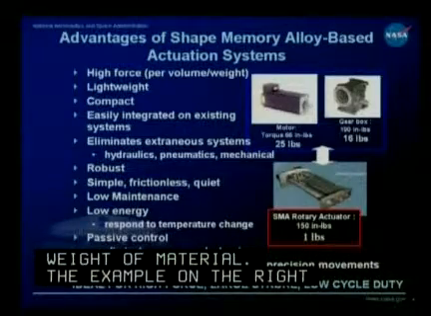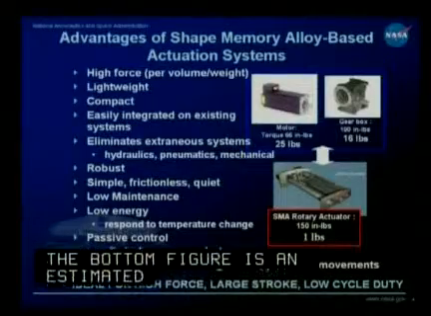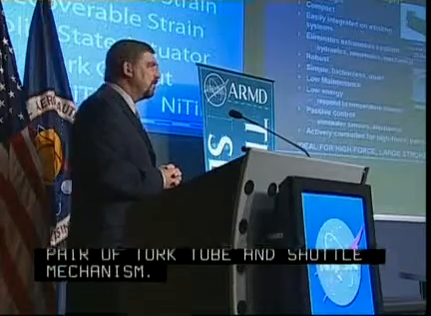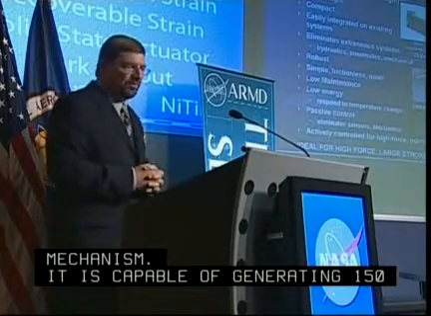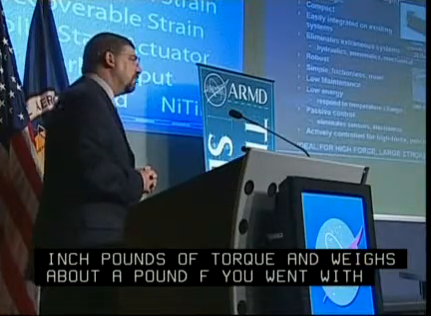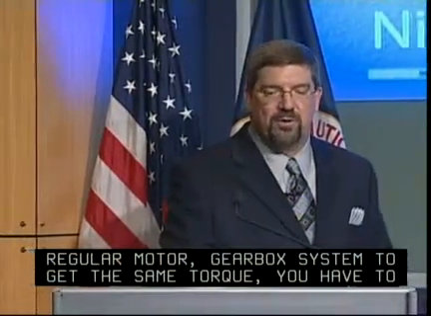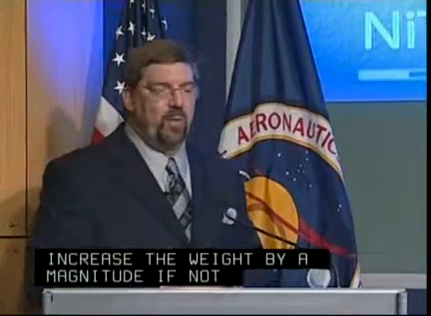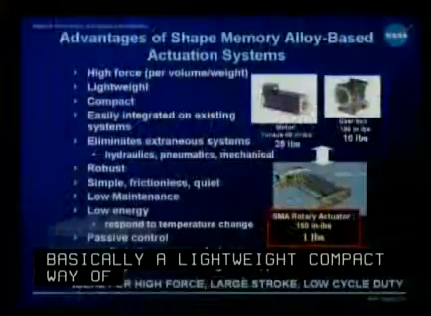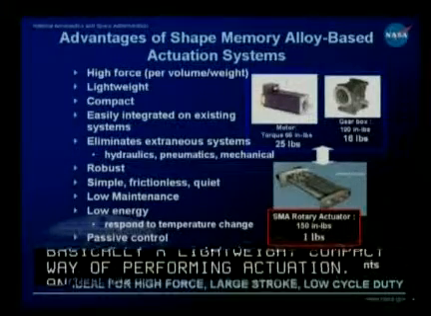The bottom figure is an SMA actuator made up of a pair of torque tubes and a shuttle mechanism. It's capable of generating about 150 inch-pounds of torque and weighs about a pound. Now, if you went with a regular type of motor or gearbox system, to get the same kind of torque, you would have to increase the weight by at least an order of magnitude, if not more. So shape memory alloys give you a lightweight, compact way of performing actuation. And because of that, they're easily integratable onto existing systems.